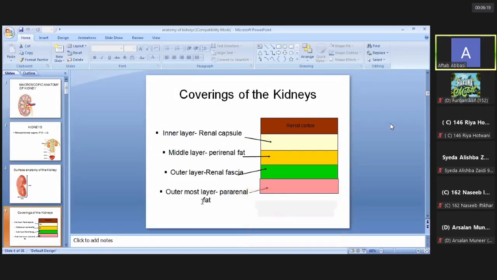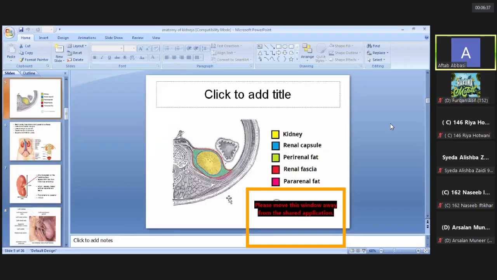The first one is the renal capsule that is composed of fibrous tissue. Then outside this layer, there is a layer of fatty tissue known as perirenal fat. Outside this perirenal fat, there is a layer of fascia forming the renal fascia. And outside this layer, there is the pararenal fat. See in this figure, that is the location of the kidneys.